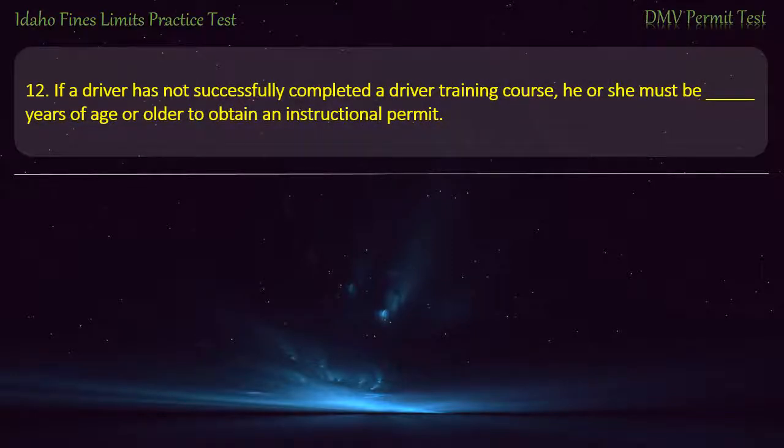Question 12. If a driver has not successfully completed a driver training course, he or she must be years of age or older to obtain an instructional permit. 17, 18, 15, 16. Answer. 17.